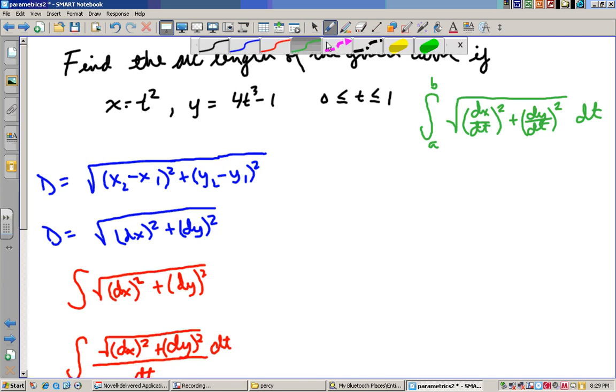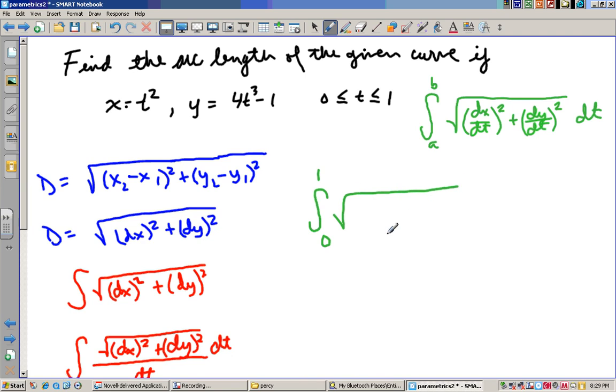We already know that it's going to be the integral from 0 to 1 of the square root of dx/dt, which is 2t, squared, plus dy/dt, which is 12t squared, squared, dt. And all we're going to worry about right now is the setup.